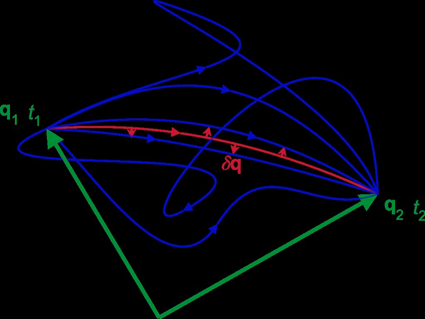In the 1600s, Pierre de Fermat postulated that light travels between two given points along the path of shortest time, which is known as the principle of least time or Fermat's principle. Topic: Maupertuis.